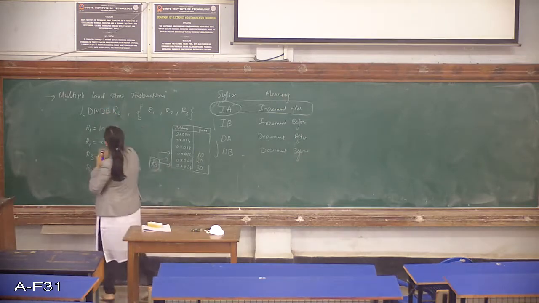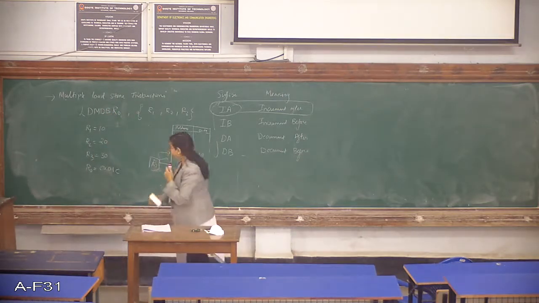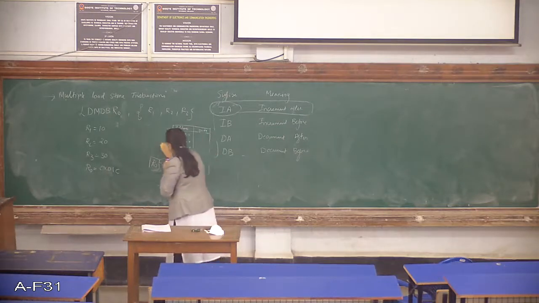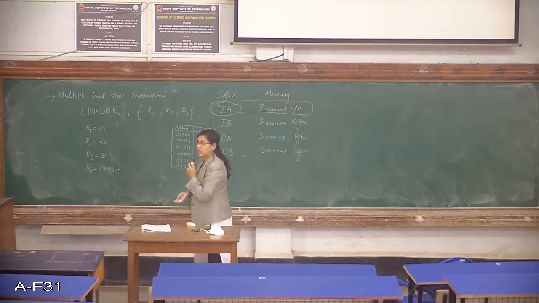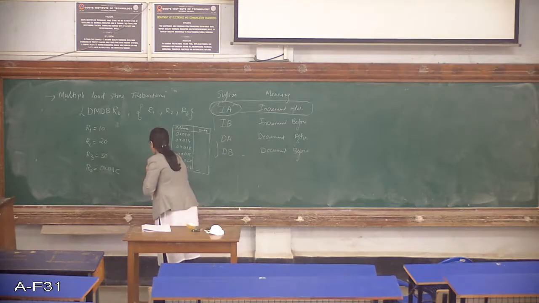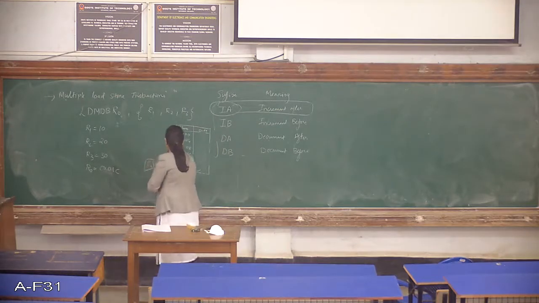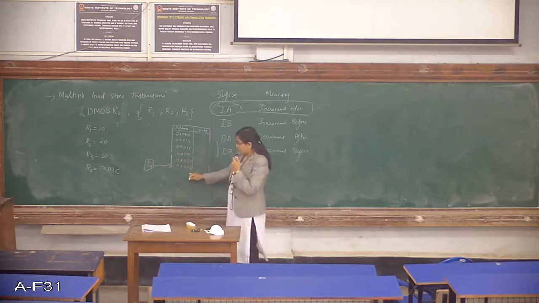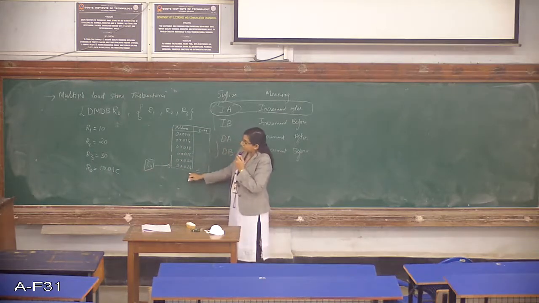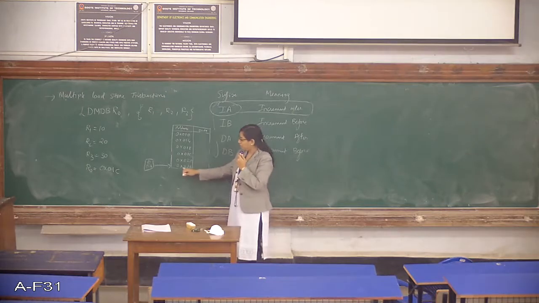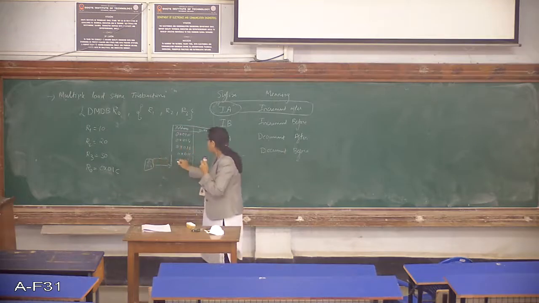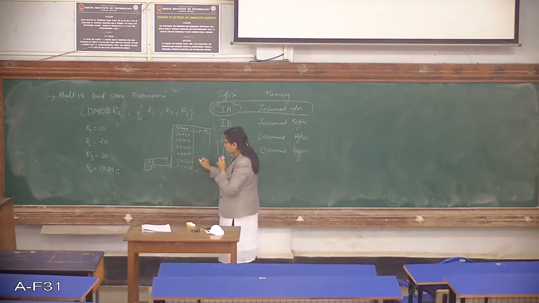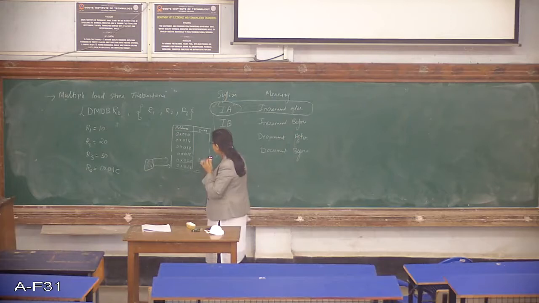So what happens with a decrement before? Again it is the same. It first decrements the pointer and then loads the register. Suppose initially R0 is pointing to this memory location. Now since we are using a decrement before, first decrement this and then load the value. So R0 gets decremented, it is pointed to this memory location. Now you'll be loading the value as 30 here.